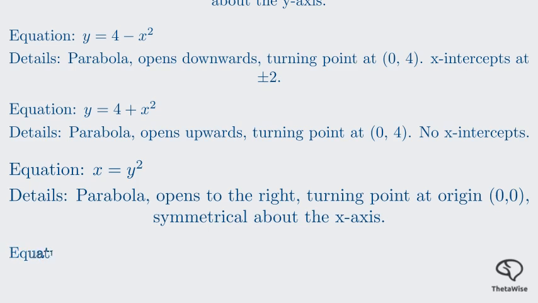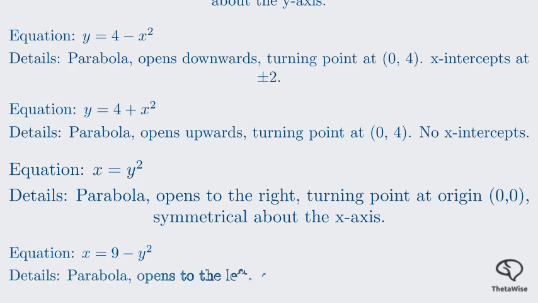Finally, for this set, x equals 9 minus y squared. Rewritten, this is x equals negative y squared plus 9. The coefficient of y squared is negative, so it opens to the left. The x-intercept is at (9, 0). The y-intercepts are at plus or minus 3.